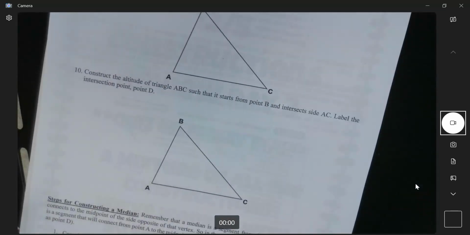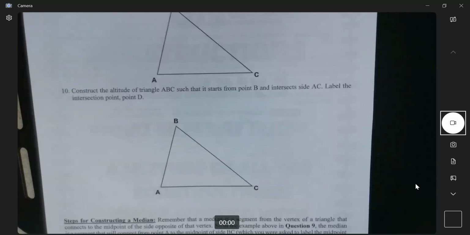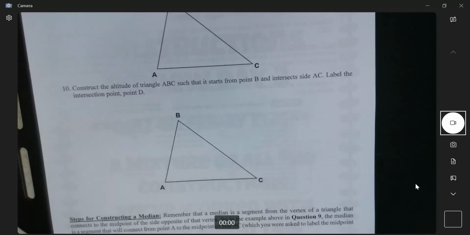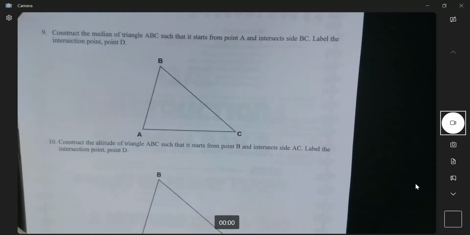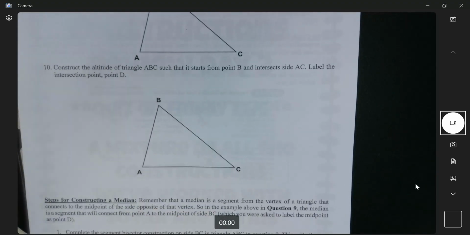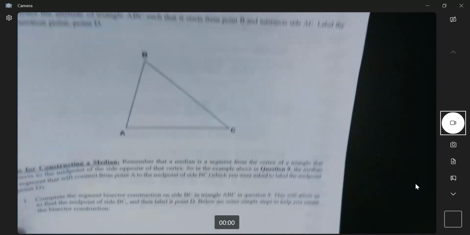All right. Now looking at number 9. Numbers 9 and 10 are the median and the altitude questions. Again, I will go over these. They're the same triangle, but you're asked to do different things to it, so that you can at least see what the difference between the two is. I do have the steps for them right below.